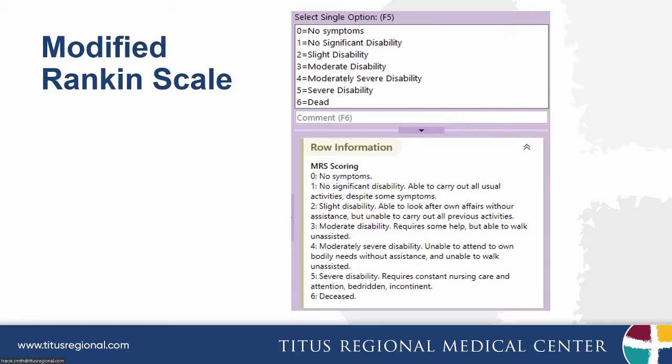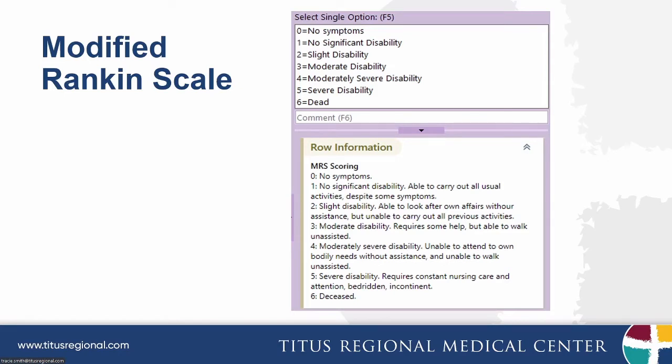1 is the patient has some symptoms but no significant disability. Second, the patient has slight disability, with some symptoms and some signs. Third, the patient has moderate disability, but they are able to walk. And fourth, the patient has moderate to severe disability and is unable to walk. And fifth, the patient has severe disability and is very much dependent on nursing care because of incontinence and all other care.